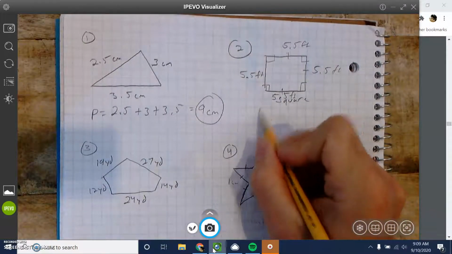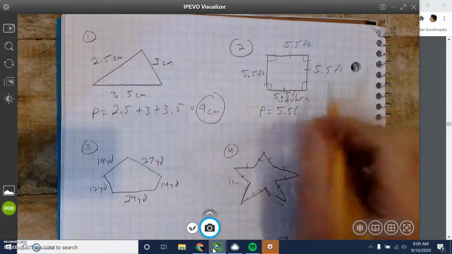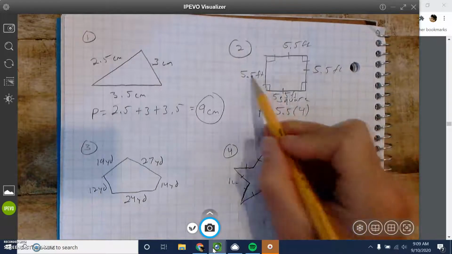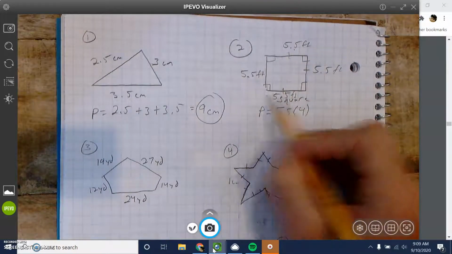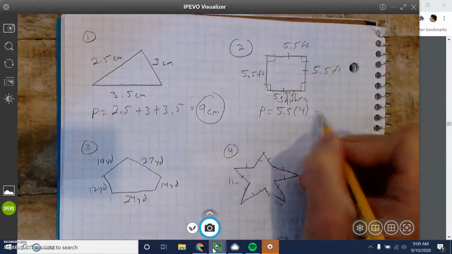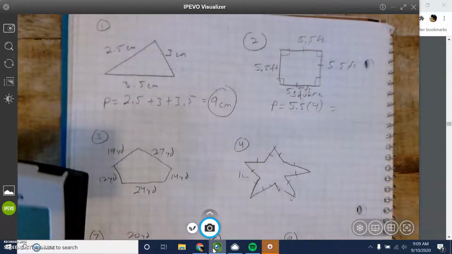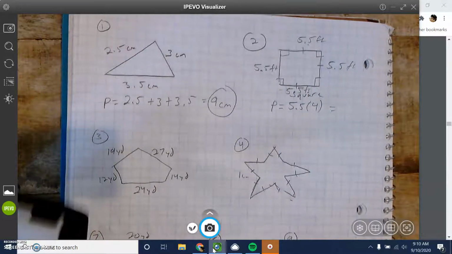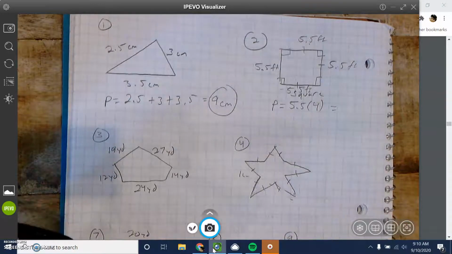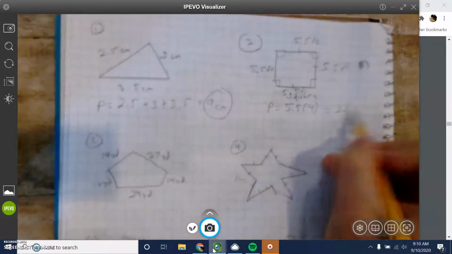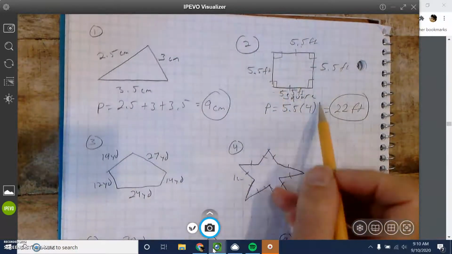So the square, the perimeter, I'm just going to do 5.5 times 4. Why times 4? Because I have 4 equal sides with the square. Or I can do 5.5 plus 5.5 plus 5.5 plus 5.5. I can do that if I want to. But I think multiplying is a faster way of adding, so that's what I'm going to use. 5.5 times 4 is 22 feet. There you go. So that's the perimeter.